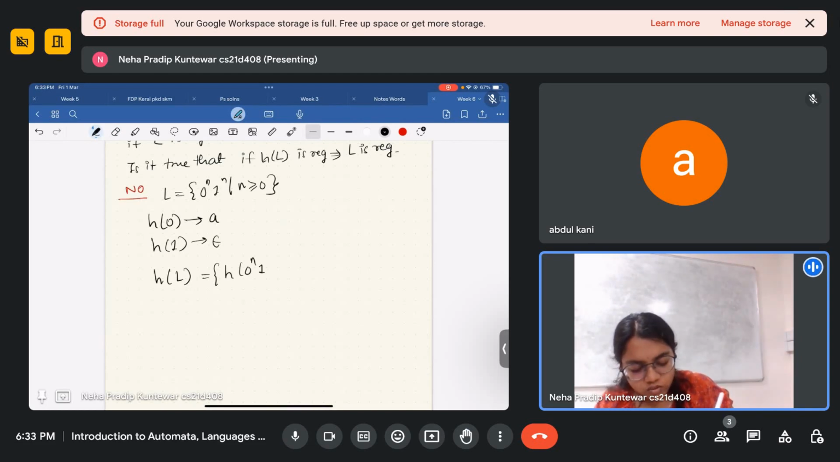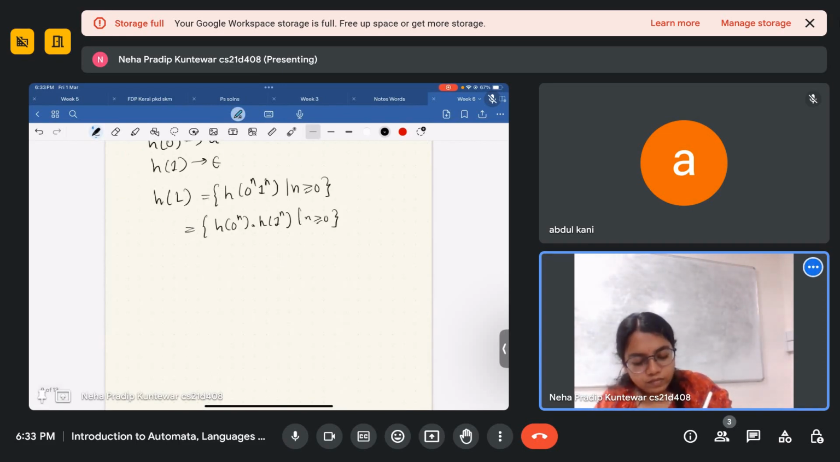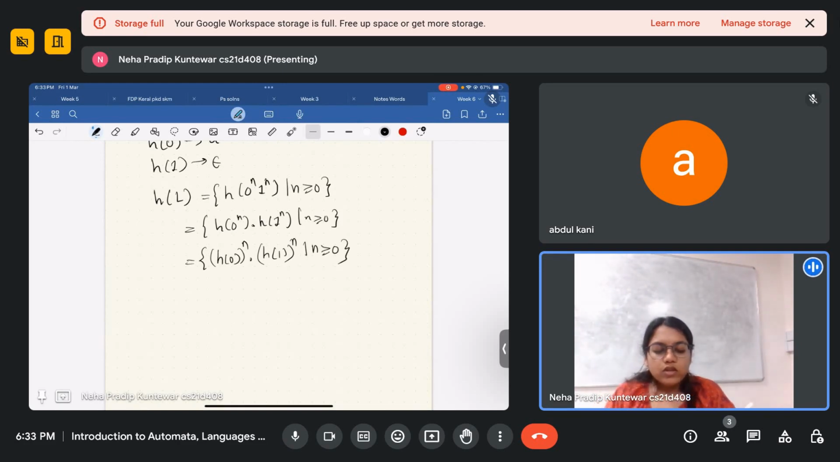This is nothing but h of 0^n 1^n for n greater than or equal to 0. This is nothing but h of 0^n concatenated with h of 1^n for n greater than or equal to 0. And this is nothing but h of 0 written n times concatenated with h of 1 written n times for n greater than or equal to 0. So the first step follows from the distributive property of homomorphism under concatenation, and the second one follows from the Kleene star property that we saw.